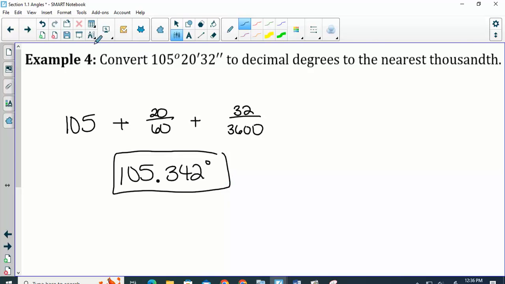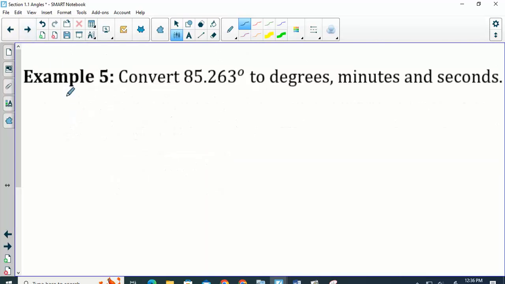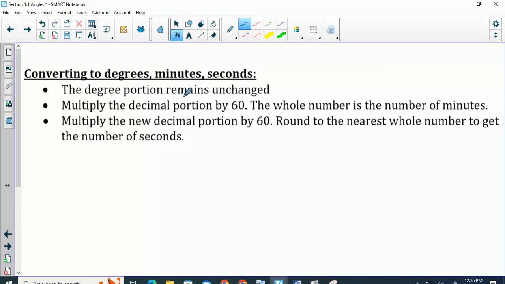So let's talk about going the other way. If I have this decimal, how do I go back and get the minutes and seconds? So if you think about it, we got the decimal by dividing. So to go backwards, we would multiply. The opposite of dividing is multiplying. Okay. So the degree part won't change. Then we'll take our decimal times 60.